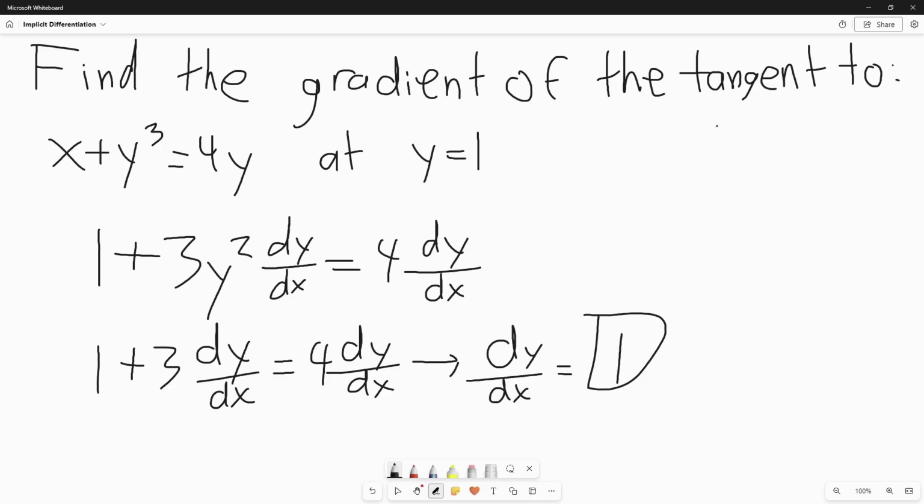So 1 is the gradient of the tangent to this equation, which means that's basically the slope at that point. So everything that I explained in this video and all the problems that I went through should teach you everything you need to know about the basics of implicit differentiation.